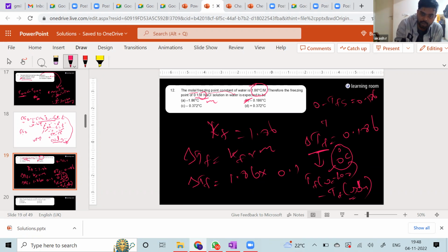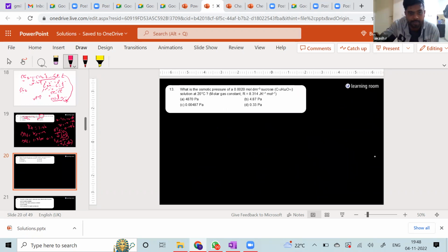So obviously TF of solution is minus 0.186 degrees Celsius. Answer is correct, but what we did was wrong. Okay, still the option is option B only. Is everybody able to understand what we did here? Simple formula. What is the formula I have to substitute? Delta TF is equal to Kf into m. Yes, sir. Right? Okay. Next, moving on.